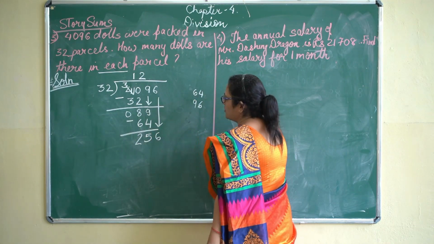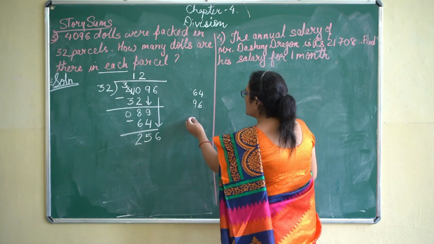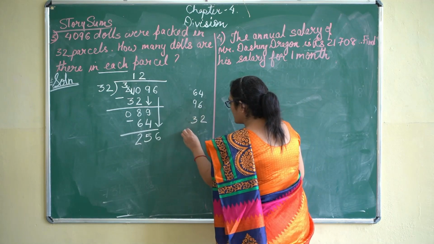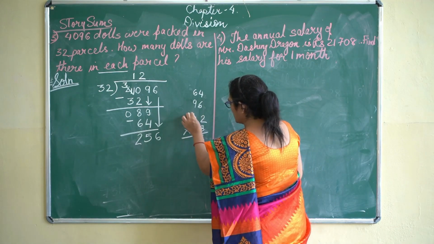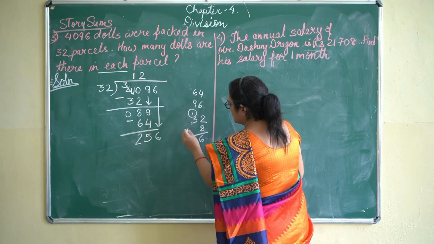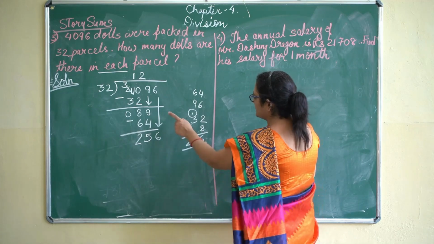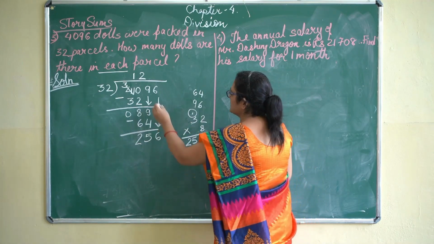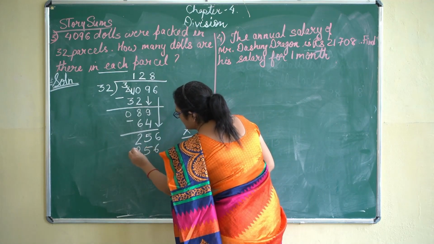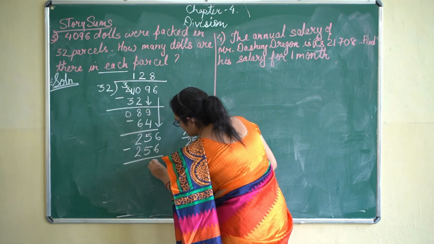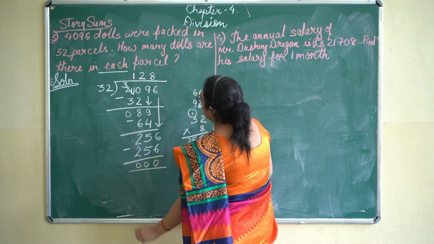Now we'll have to find in the table of 32, does 256 come? You can also find by multiplying, like 32 multiplied by 8. 8 twos are 16, carry over 1. 3 eights are 24, 24 plus 1 is 25. So in the table of 32, when does 256 come? 8 times: 32 eights are 256. Now we will subtract. 6 minus 6 is 0, 5 minus 5 is 0, 2 minus 2 is 0.